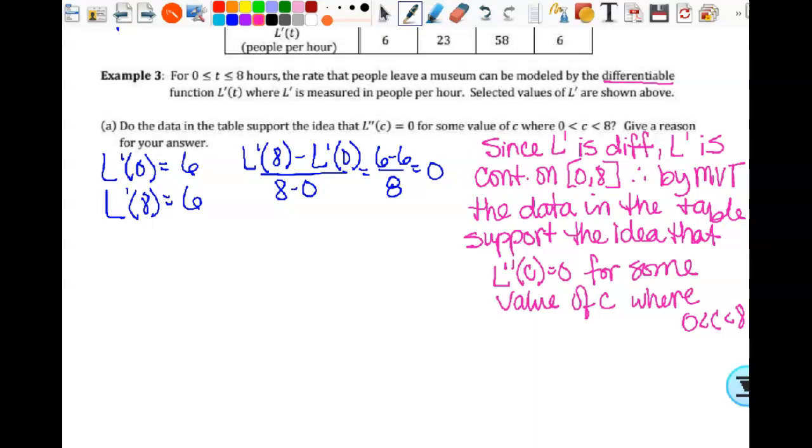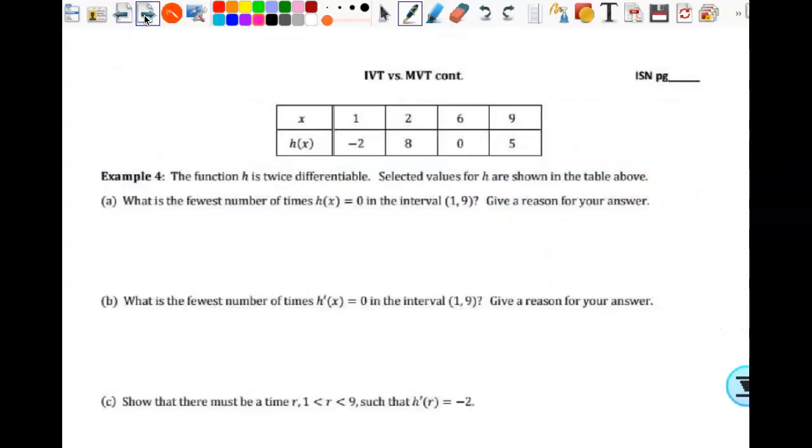Are you okay? Yeah. I just put double prime C equals 0 IVT. For some, okay, yeah. You have to make sure you put the interval. Okay, got it. Good, good. So this will also go on 51.